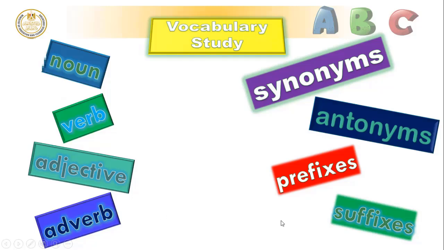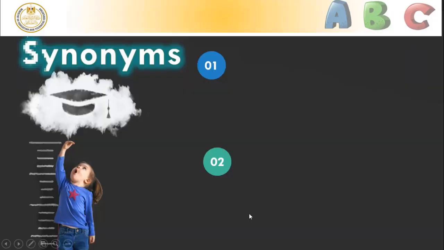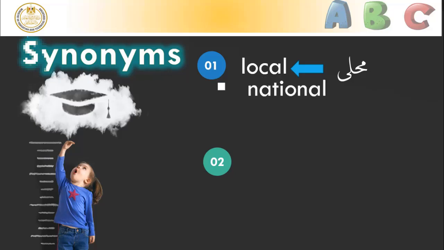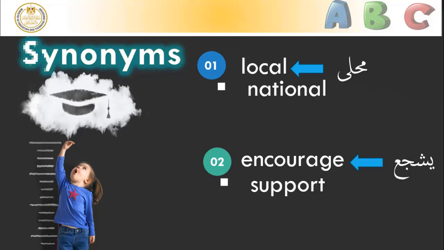Let's check together. Number one, we are going to deal with synonyms أو المرادفات. نفس المعنى. Number one, local. And the meaning of local is national. Local, national. محلي أو خاص بالبلد. Number two, encourage. Encourage. And it means support. Encourage, support.